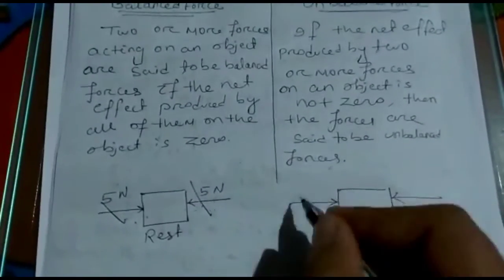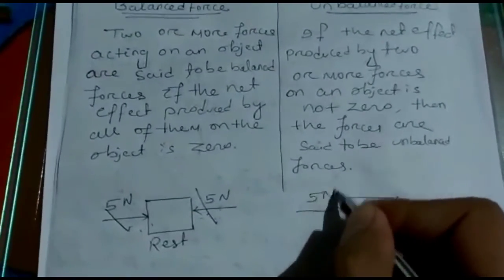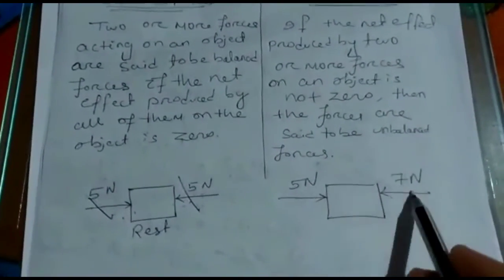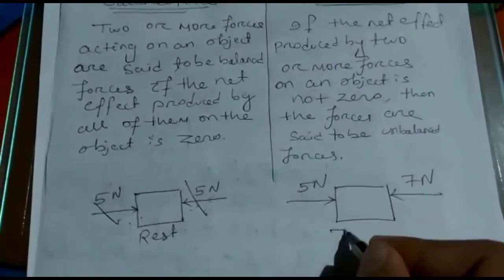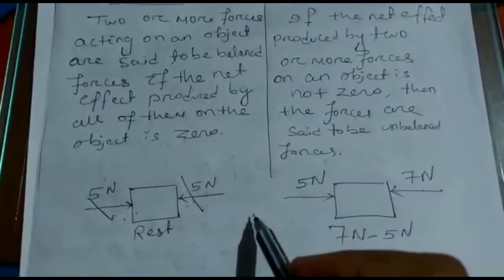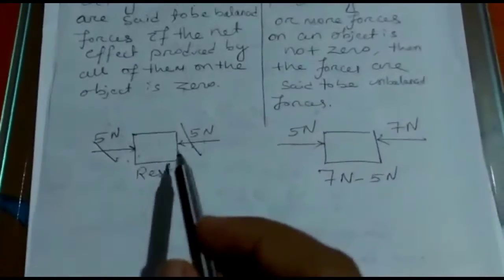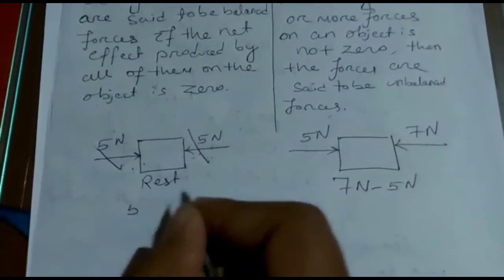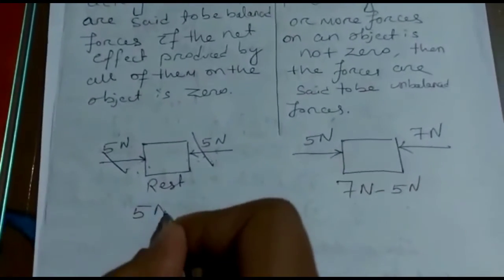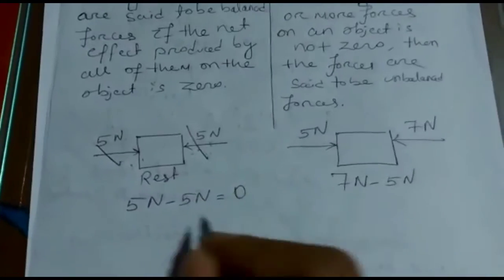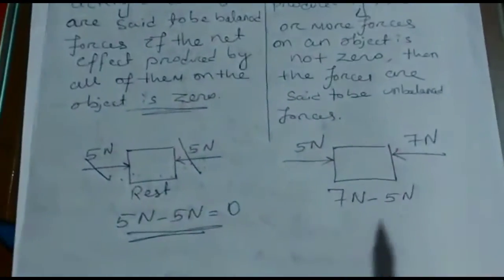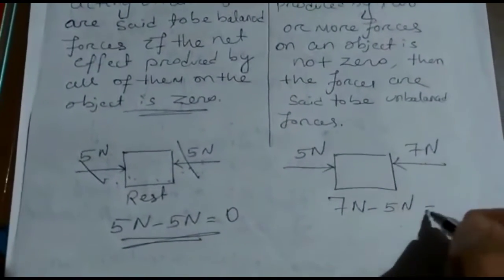Okay, that means if any object is there, in both directions different forces are being applied, suppose it is 5 Newton force and it is 7 Newton force. Both are opposite to each other but their value is not same. Okay, that means net force equals 7 Newton minus 5 Newton. I already told you if the forces applied to any object are opposite to each other direction wise, then you have to subtract the smaller from the bigger. If both are same, then 5N minus 5N here is 0. The net force is 0 in this case. In the case of balanced it is 0. But here it is 7N minus 5N, so the answer is 2N.